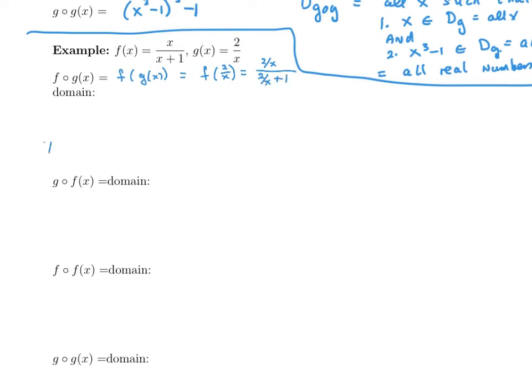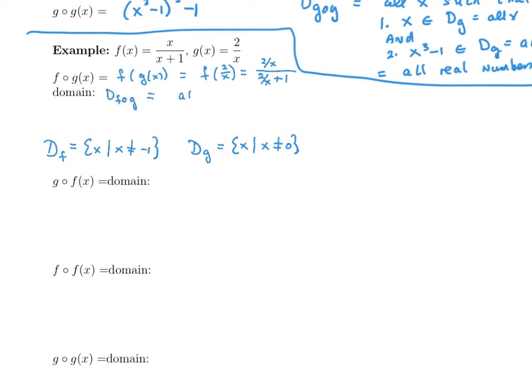Now, the domain of f here is all x values except that unique x value where the denominator equals 0, and that's at minus 1. And the domain of g is all x except 0, because 0 gives you 0 in the denominator. And what's the domain of f after g?